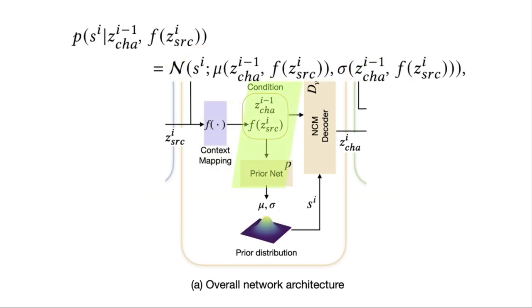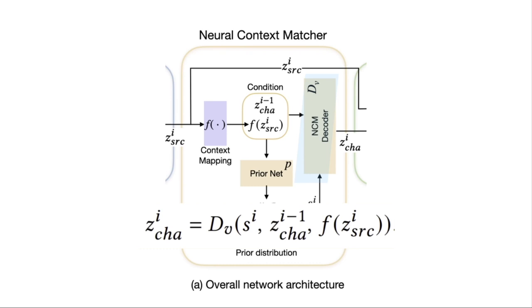The result of current source context mapping and the previous character feature is sent to prior nets to parameterize a Gaussian distribution, resulting in possible latent variables. This step helps maintain temporal coherence, meaning that the transitions between frames are smooth and the character's motion appears natural and consistent. The result is then passed on to NCM decoder along with the conditions per net.